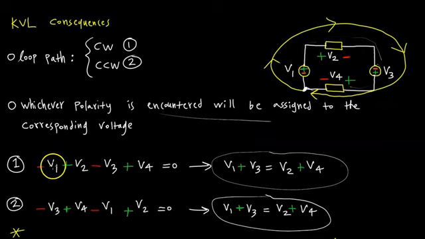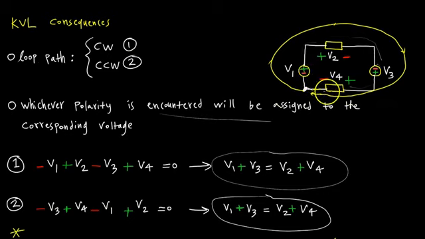Then I take V1 and V3 to the other side of the equation, and I get V1 plus V3 is equal to V2 plus V4. Similarly, if I go the other direction, let's clear these arrows and go the opposite direction.